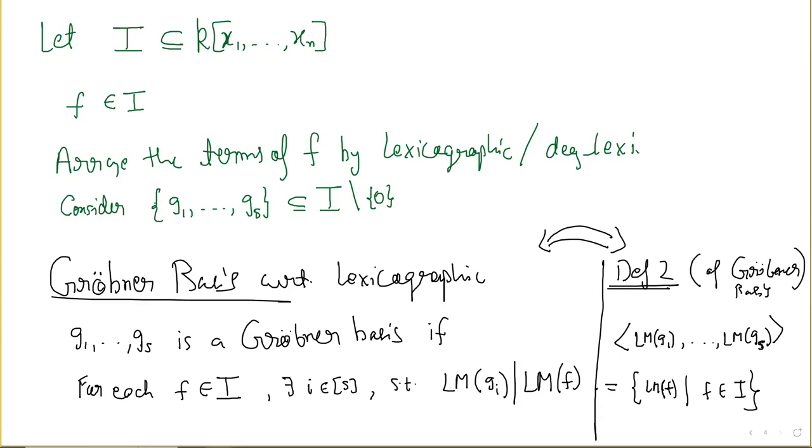Okay, fine. Define Grobner basis. So you can see that G1 up to GS generates the ideal I, and the leading terms also generate the leading terms of the ideal I. So it's an extra thing. The first question is: does a Grobner basis exist? That's the first thing.